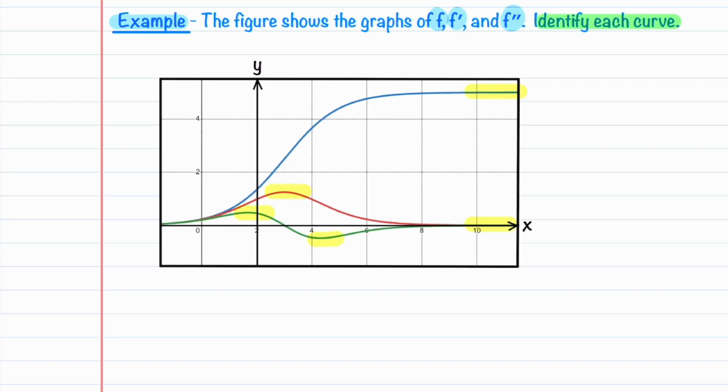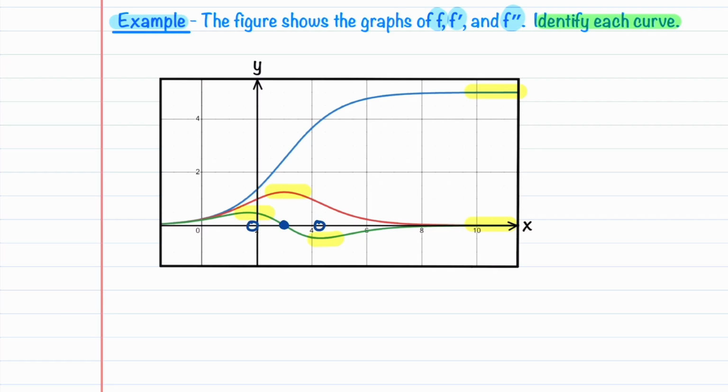Notice that there is a 0 right here that corresponds to our red graph having a slope of 0. This means that the green graph is the derivative of the red graph. Let's look again at the green graph. There is no 0 point here or here that corresponds to where the green graph has a slope of 0. So that means that the blue graph is not the derivative of the green graph.